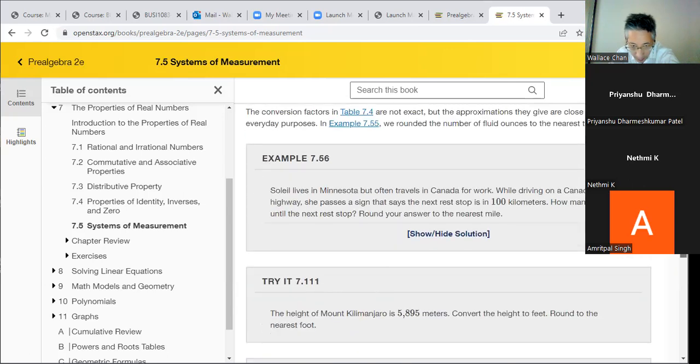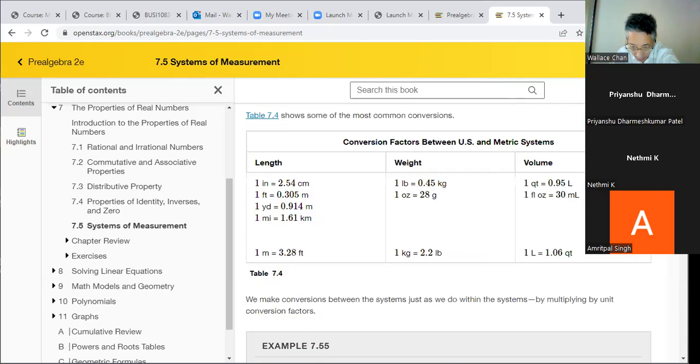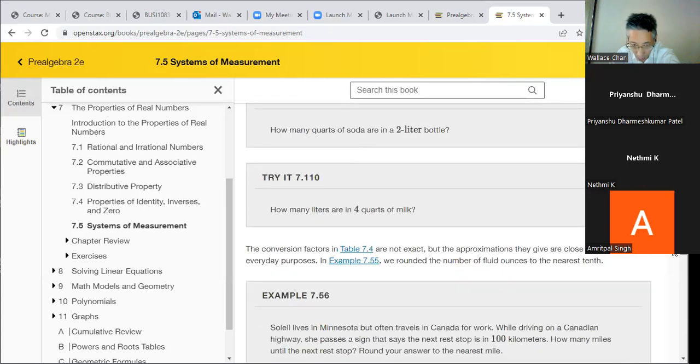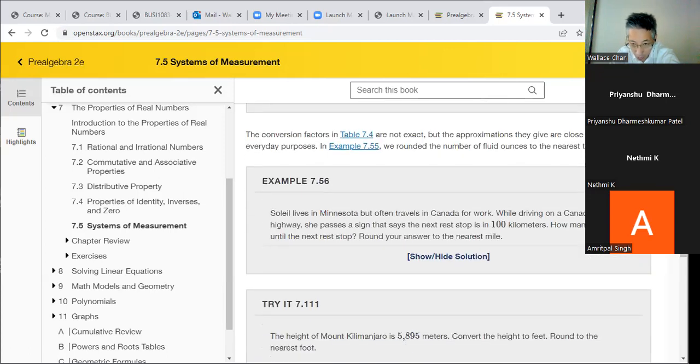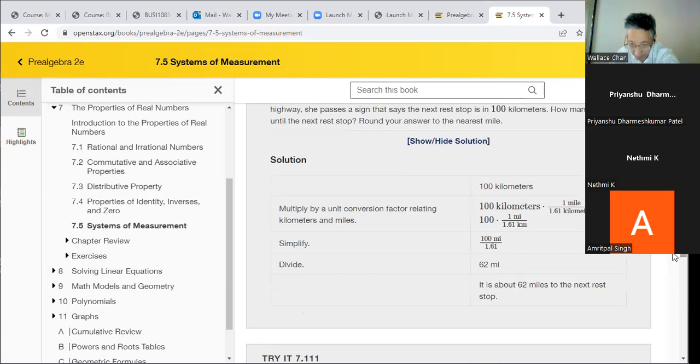Okay. How about this one? It's about changing from kilometers to miles. So again, she passes a sign that says the next rest stop is in 100 kilometers. So 100 kilometers to miles. 62.137 miles. Here, right? Yeah, 1 mile equals 1.61 kilometers. So basically, you are talking about 100 kilometers, and you change it to miles. Yeah, exactly. You divide it by 1.61.